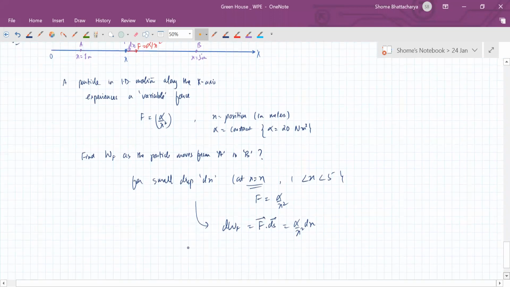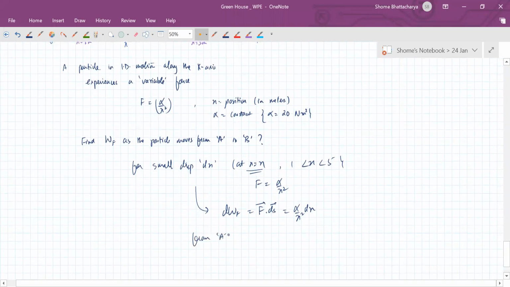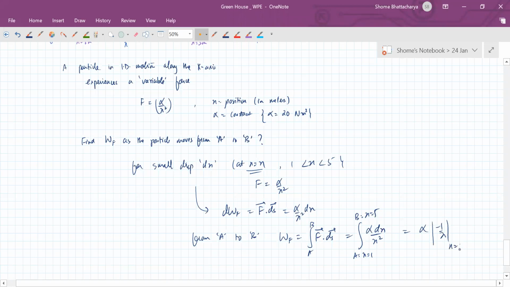So total work done from A to B, we just want to do this from the point A to the point B. That is integration of alpha dx by x square from A, where x is equal to 1, to B, where x is equal to 5. It's a simple integration, as you know, alpha into minus 1 by x. Integration of 1 by x square is given by this formula.